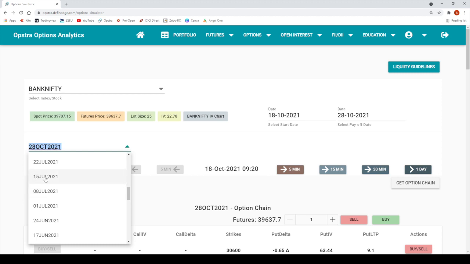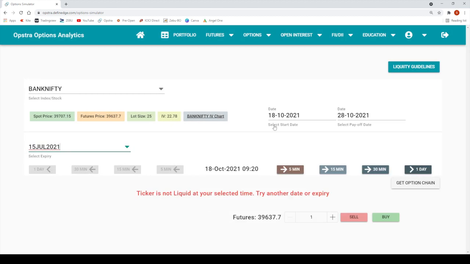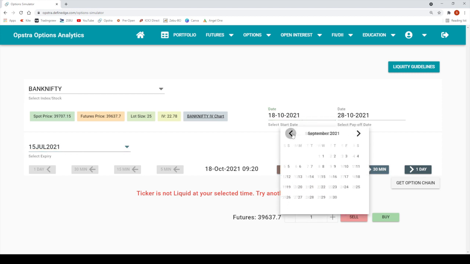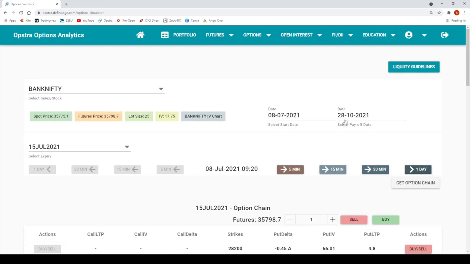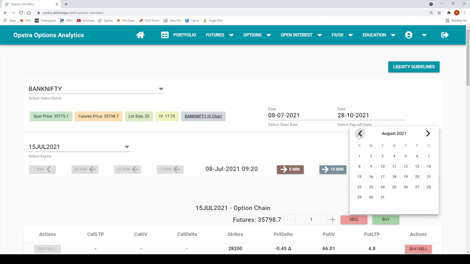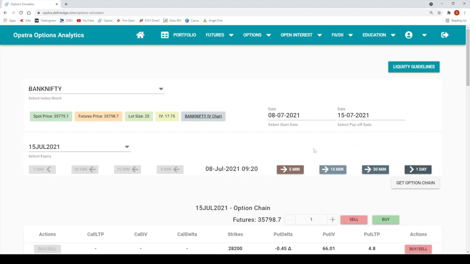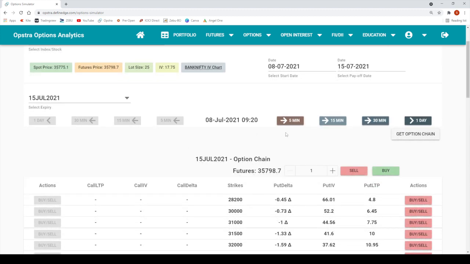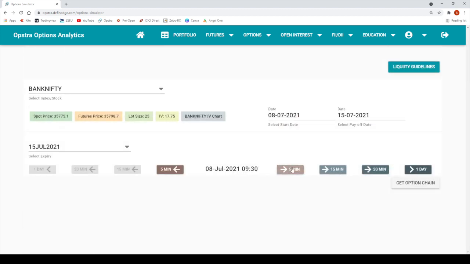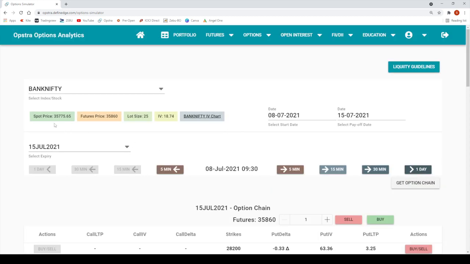Okay, so the next expiry is 15 July, and I am going to select the start date, around 8th July, which is the previous Thursday, so the premium will be higher there. And the payoff date is July 15. Now we will go to 9:30 and get the option chain. We will see the Bank Nifty price, 35,775.